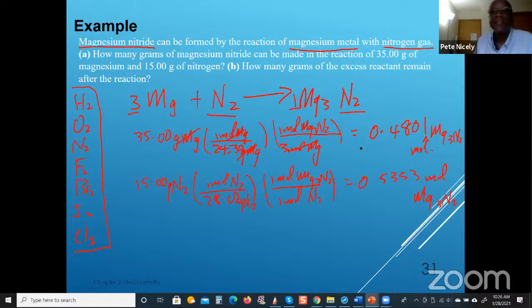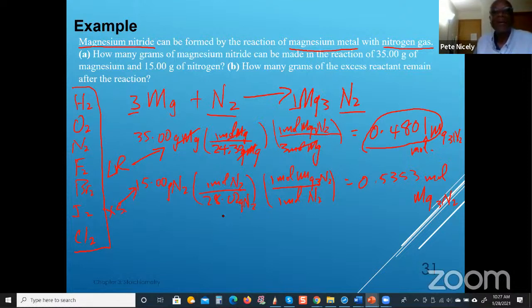All right? Okay, so we compare these two numbers here, and the one that is lower in value would be the 0.4801, right? So that tells us that this here, the magnesium, is the limiting reactant. And that tells us also that this would be the excess reactant, all right?